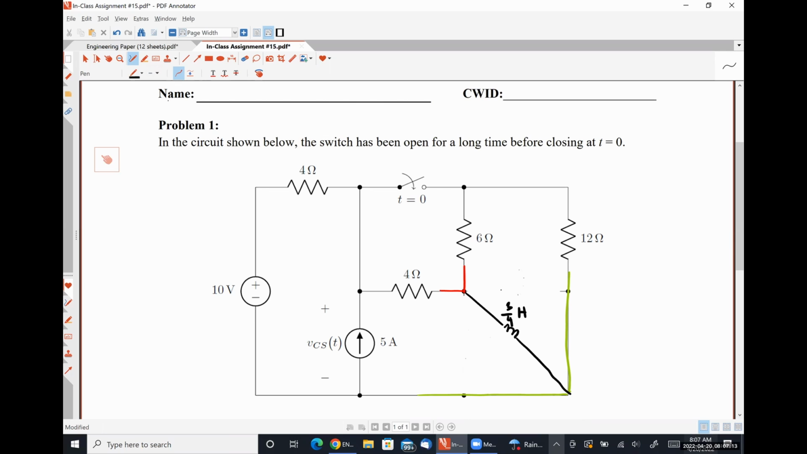And just for the sake of argument, I'm going to choose my inductor current IL of t in this direction, and then you should be off to the races. You can treat it like any other circuit that we've dealt with previously. All right, so take a couple of minutes to work on that while I get the lab set up.